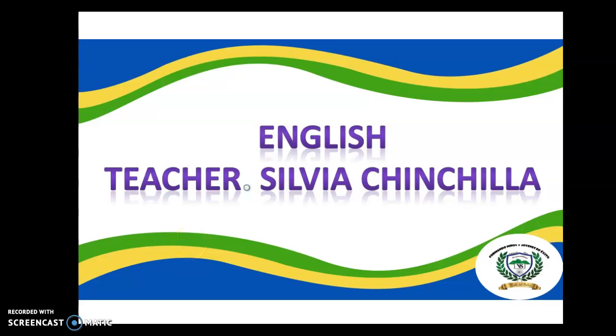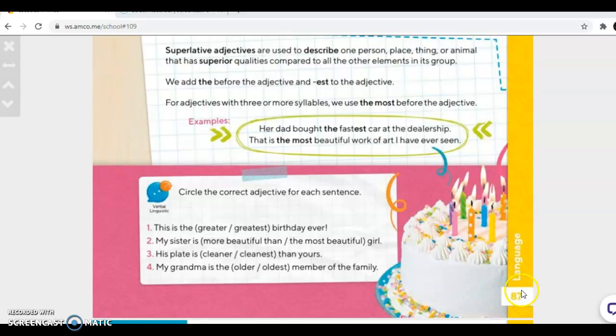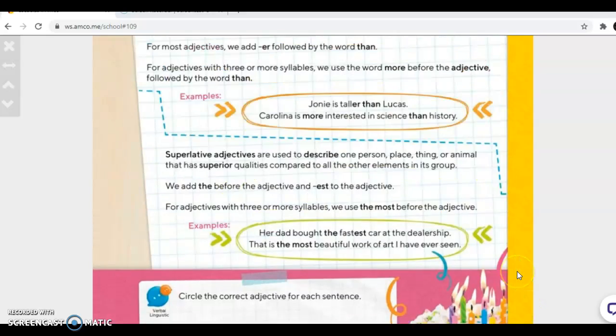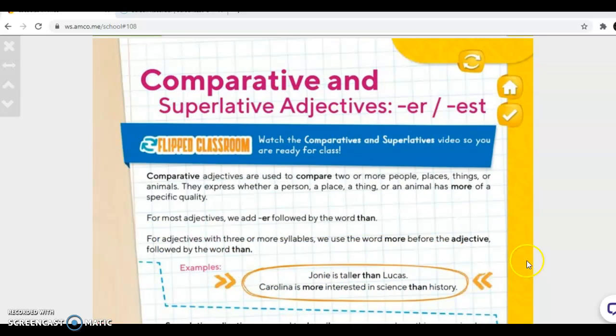Excellent. Today we are going to continue practicing grammar. Here we go. Open your book to page 87, language. Today we are going to see comparative and superlative adjectives, ER or EST. Watch the comparative and superlatives video. So, are you ready for class? Here we go.